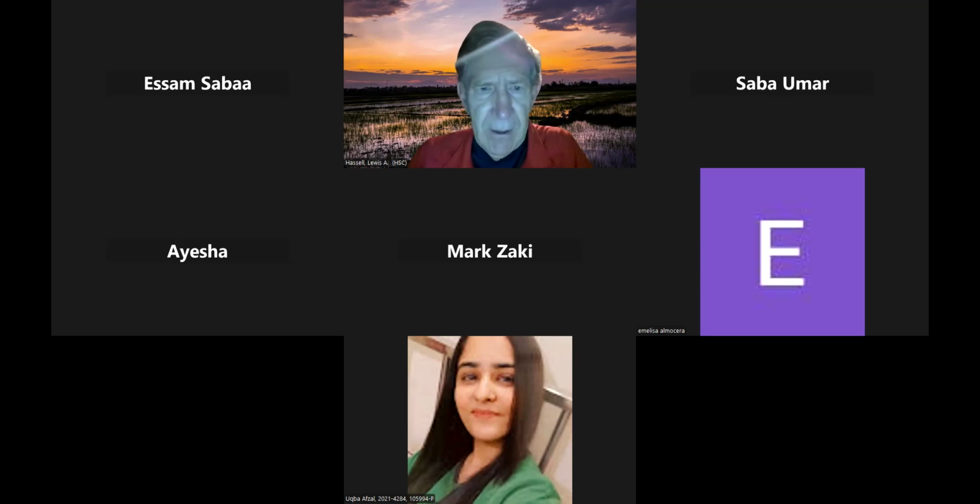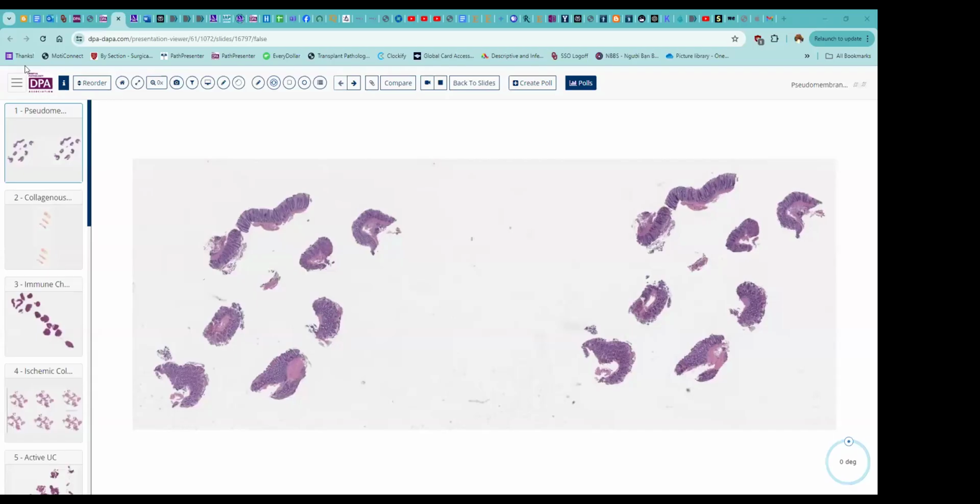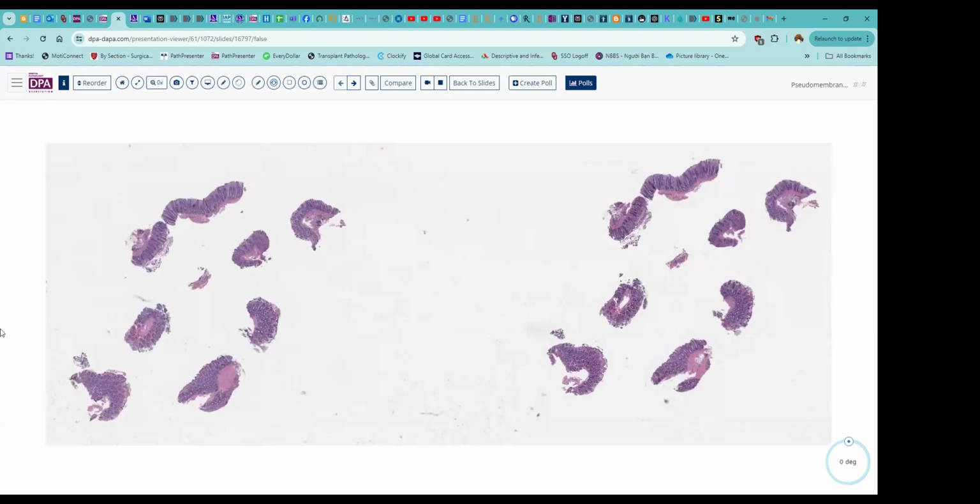Okay. All right, we're ready to share again and go forward with some cases. All right. So back to GI biopsies and low power magnification. Get rid of that.